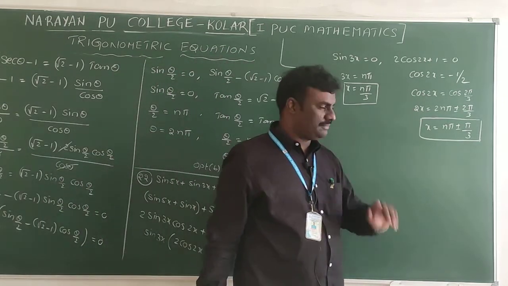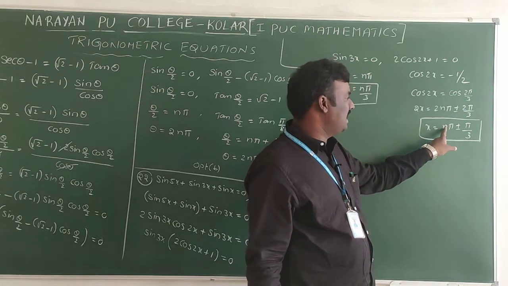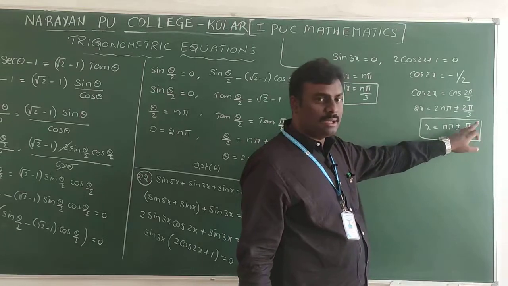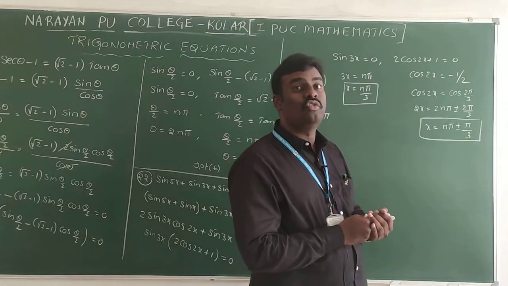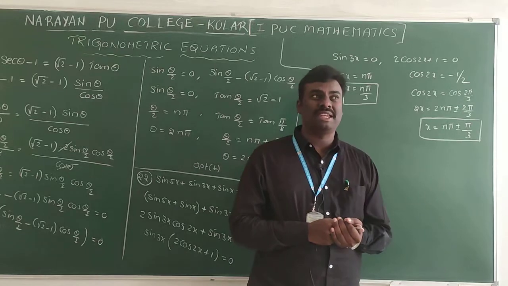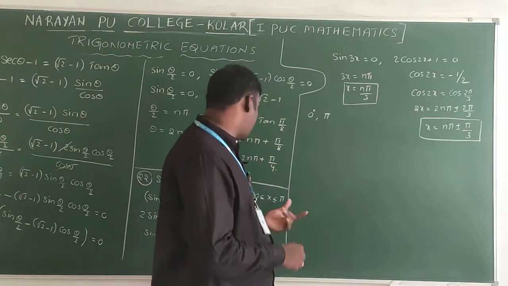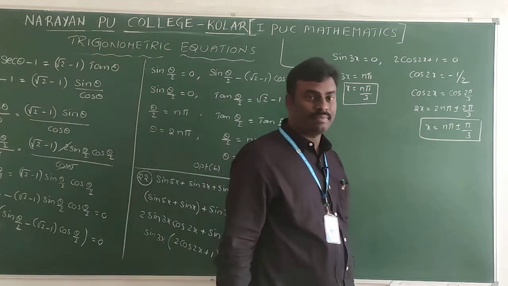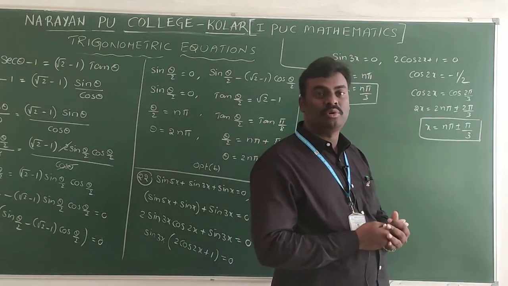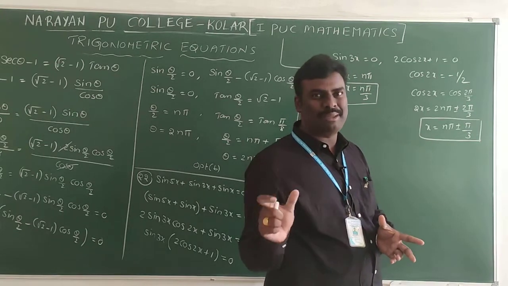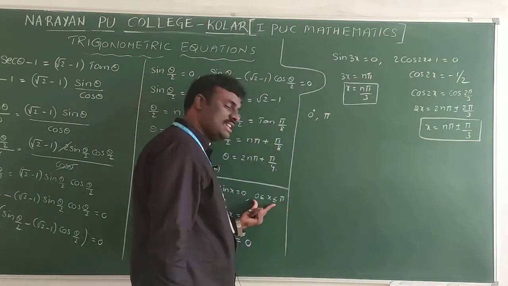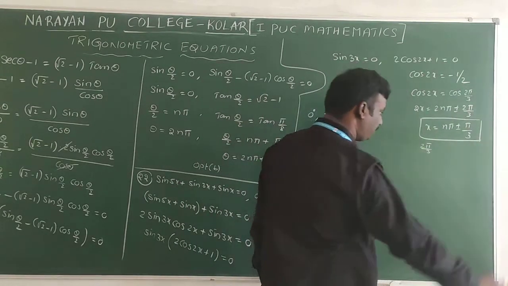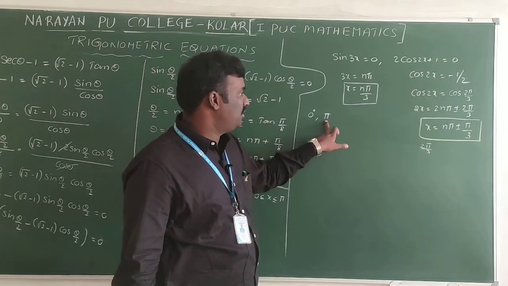Now coming to here, if you take n value 1, n value 1 means you take plus pi by 3, 4 pi by 3. 4 pi by 3 means 240, but 240 does not lie between 0 to 180, so don't take it. If you take minus pi by 3, you get 2 pi by 3. 2 pi by 3 means 120. Is 120 there in this range? Yes, I can take 2 pi by 3.